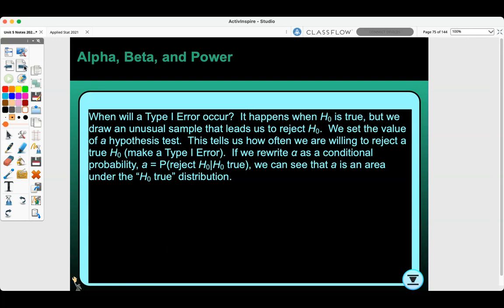When will a type 1 error occur? It happens when the null hypothesis is true, but we draw an unusual sample that leads us to reject the null hypothesis. We set the value of alpha for a hypothesis test. This tells us how often we are willing to reject a true null hypothesis. If we rewrite alpha as a conditional probability, alpha equals the probability to reject the null hypothesis when the null hypothesis is true, we can see that alpha is an area under the null hypothesis is true distribution.